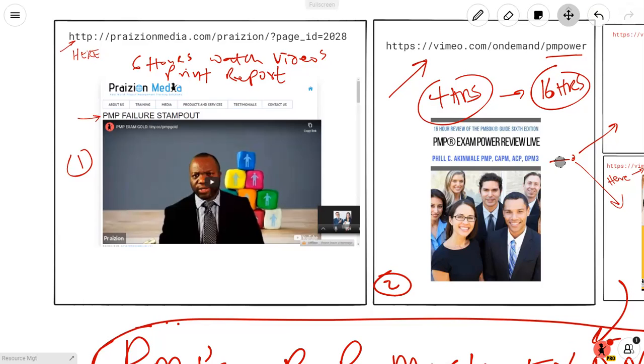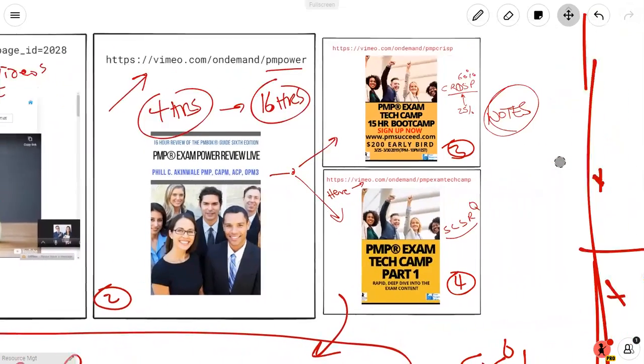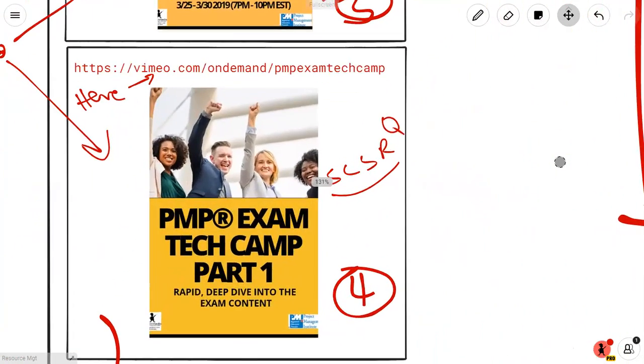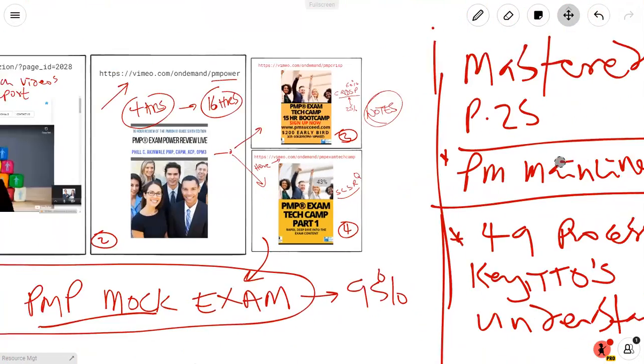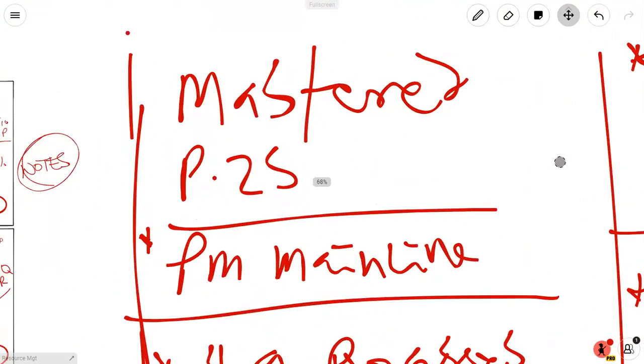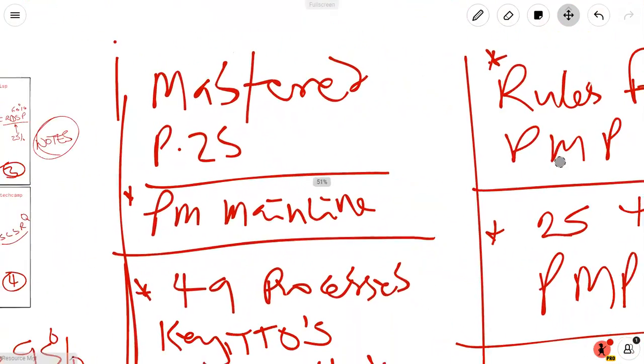But I know a lot of you do not act, or you keep being in question mode, questioning instead of taking action. Don't send me questions, take action. This is what you need to do, okay? 1, failure stamp out. 2, power review. 3, tech camp crisp. 4, tech camp iron. 5, take the PMP mock exam so you feel really comfortable and getting 95 plus.